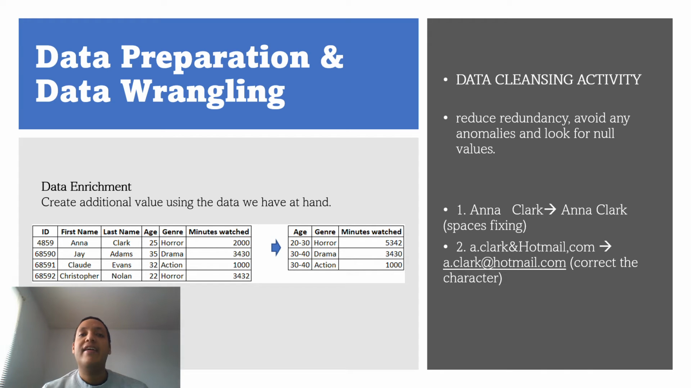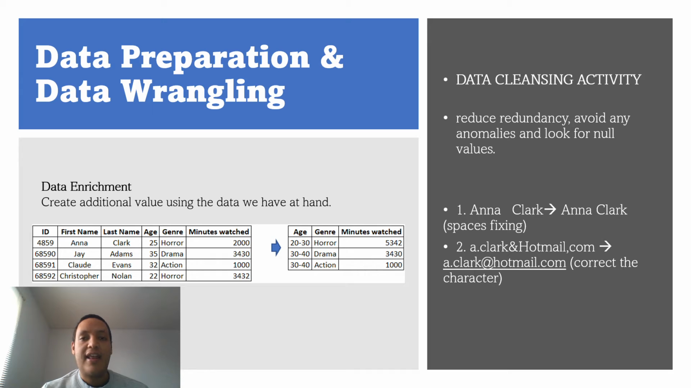About the second activity, and this is one of the most important in order to obtain high-quality data, is the data cleansing activity. In this activity, we are planning to reduce the redundancy, avoid any anomalies, and look for null values. As simplified on the right-hand side, you have the name Anna Clark with more than one space between the first name and the last name. So we are going to fix all the spaces.